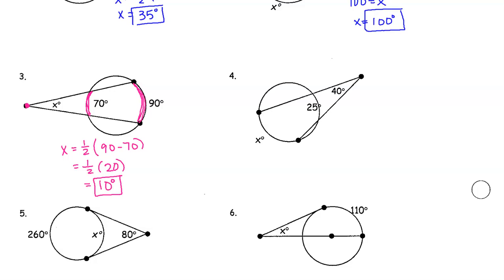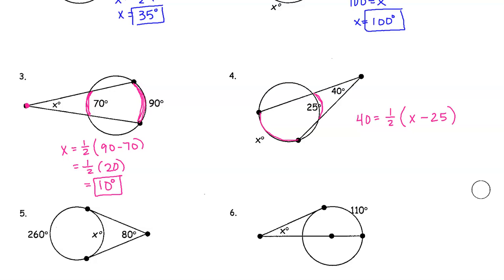Number 4, this time we're finding an arc. This is our big arc, here's our little arc, and we know the measure of the angle. Notice I'm using the same formulas, I'm just plugging in my variable in different spots. So the angle is equal to 1/2 the difference: the big arc, x, minus our little arc, which is 25.